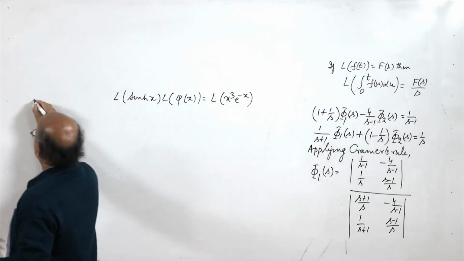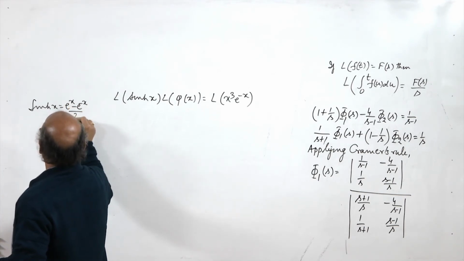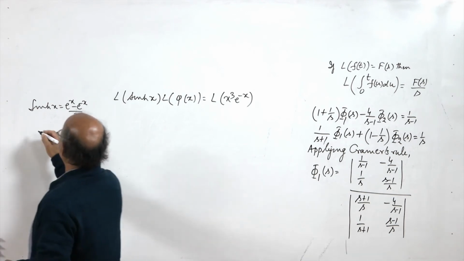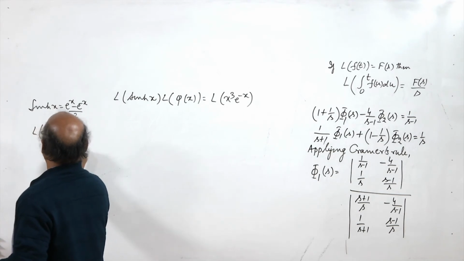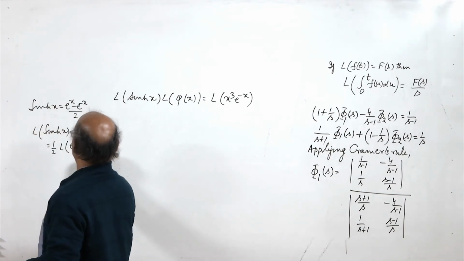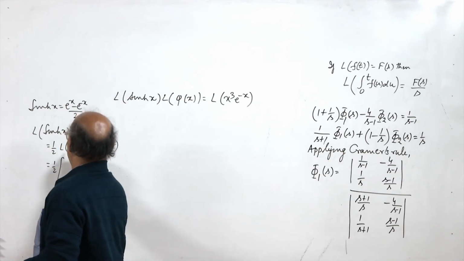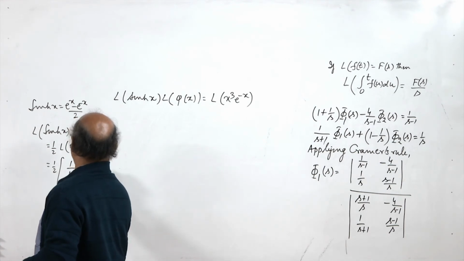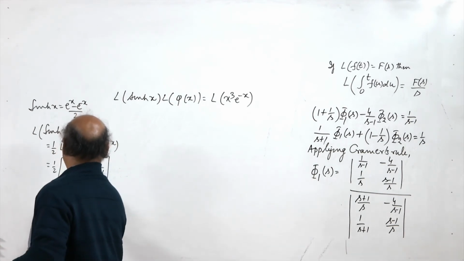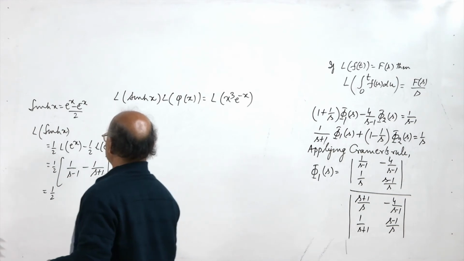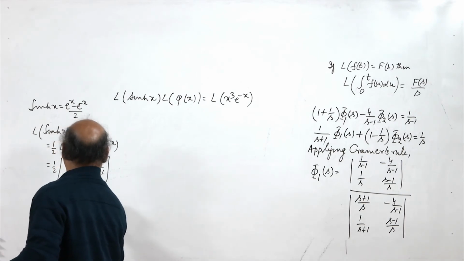The Laplace transform of sin hyperbolic x is, sin hyperbolic x equal to e to the power x minus e to the power minus x by 2, so it is 1 by 2 Laplace transform of e to the power x minus 1 by 2 Laplace transform of e to the power minus x, which is 1 over 2 times 1 over s minus 1 minus 1 over s plus 1. So, we get 1 by 2 times s plus 1 minus s plus 1, so 2 upon s square minus 1. So, we get 1 over s square minus 1.